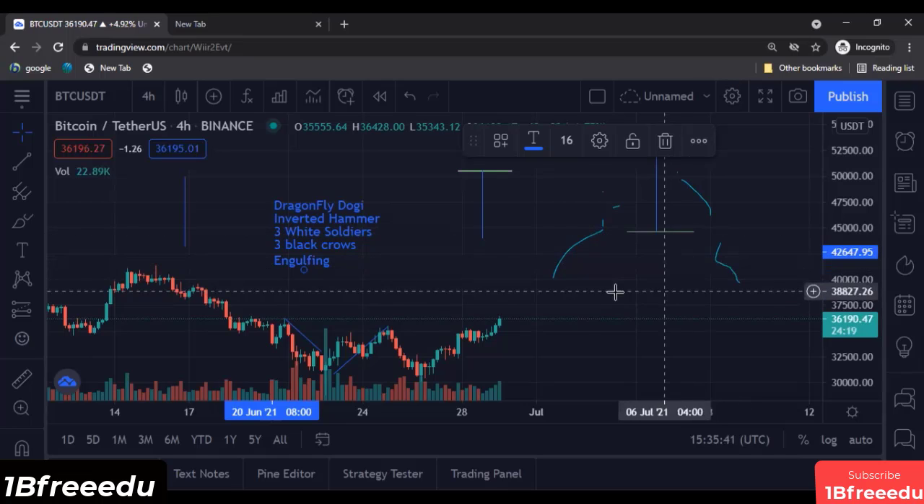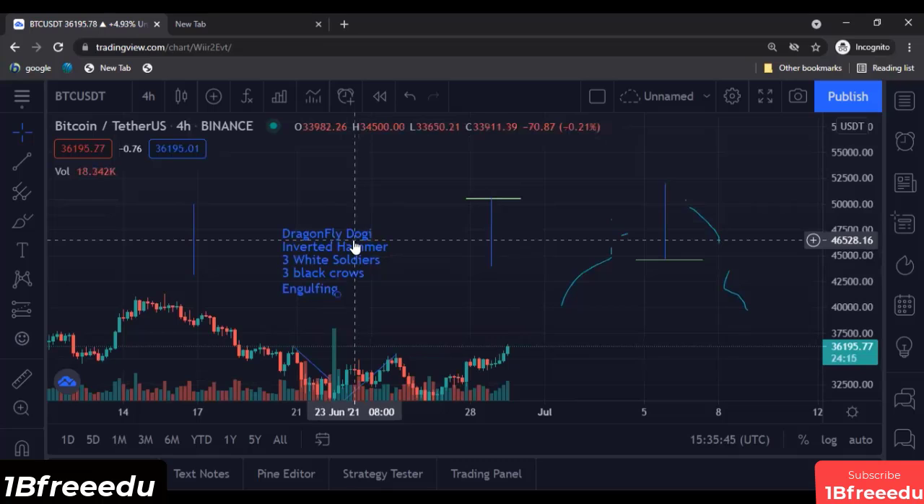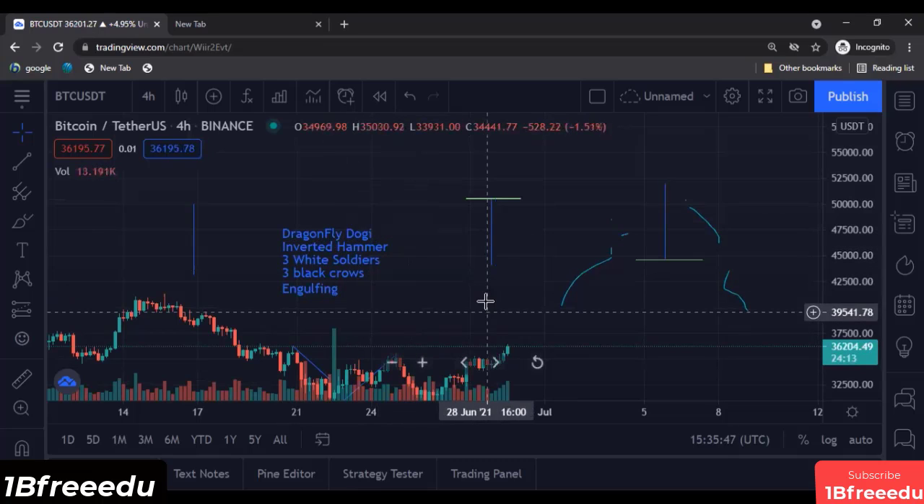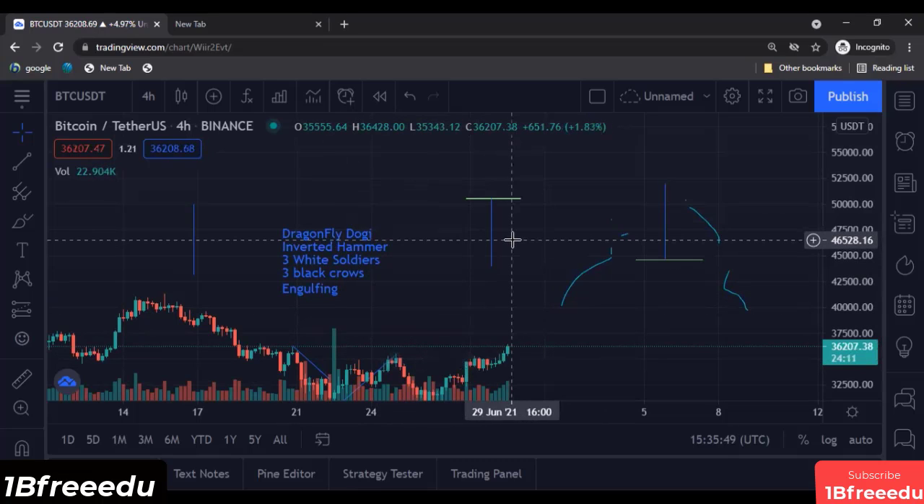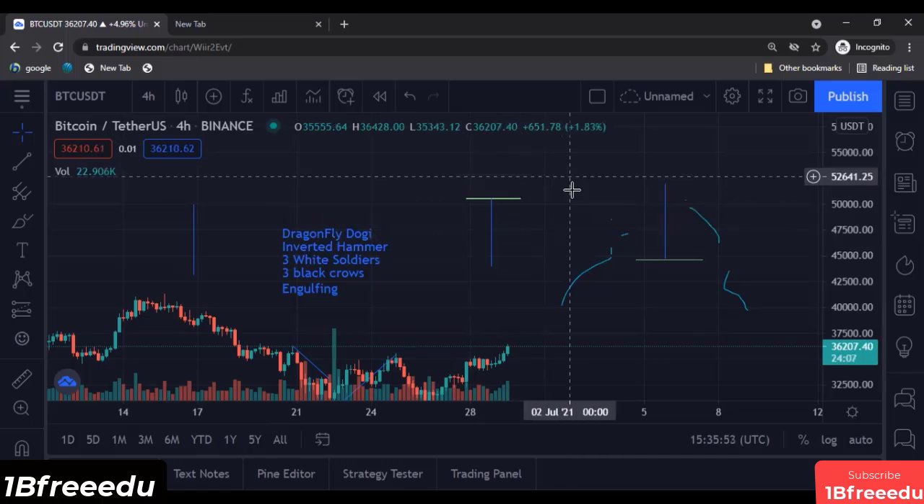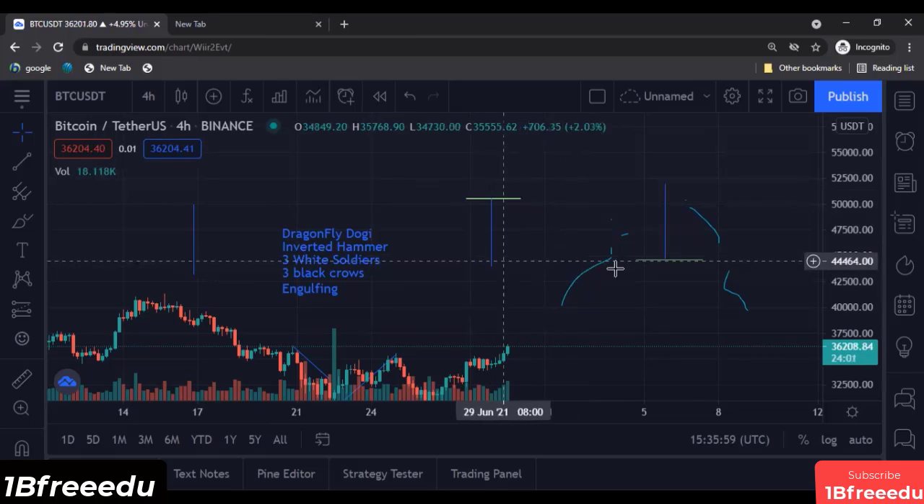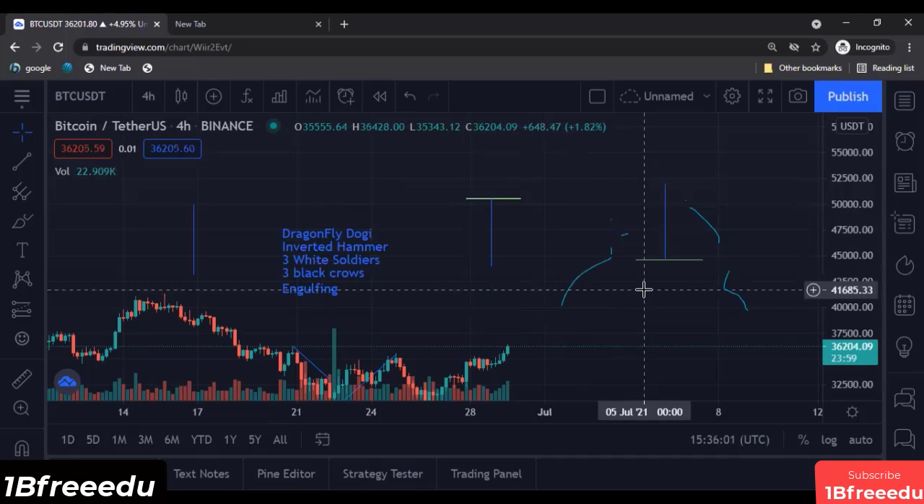Moving on, the first candle we would discuss is the Dragonfly Doji. A Dragonfly Doji is a type of candle which has a long wick and only a pretty slim body, meaning it has a very small volume being traded.